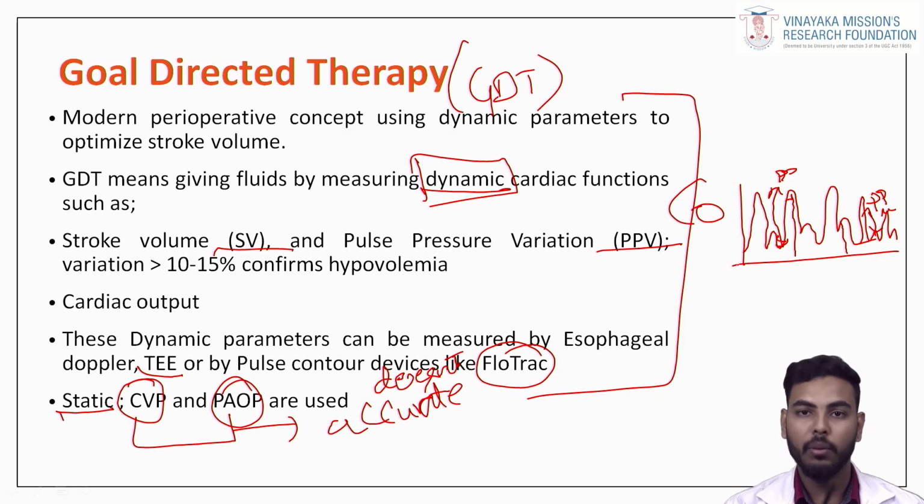They have normal ranges. If it is in the normal range, the patient is fluid responsive. If the value falls below, the patient is not fluid responsive. Like that they calculate using goal directed therapy.